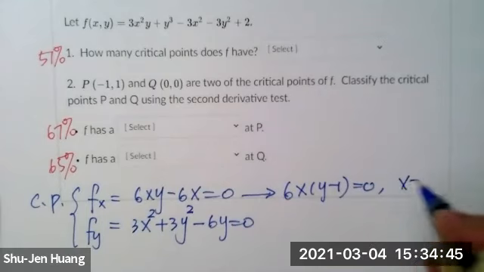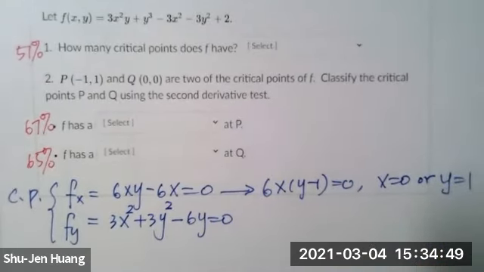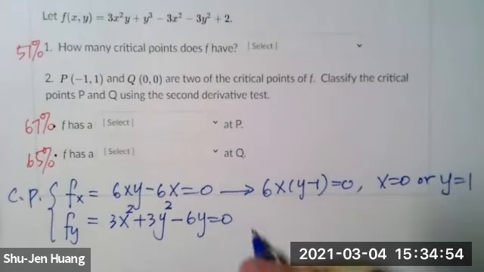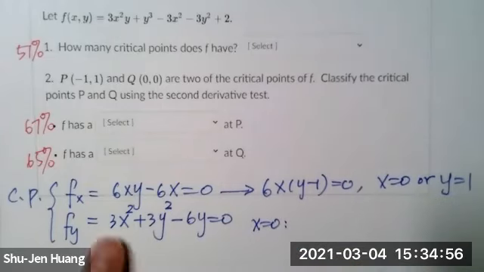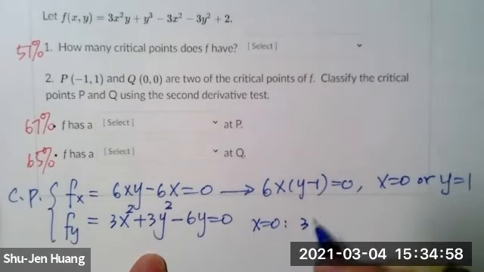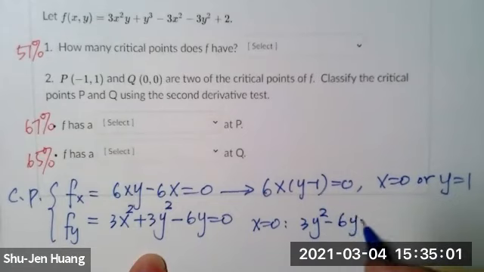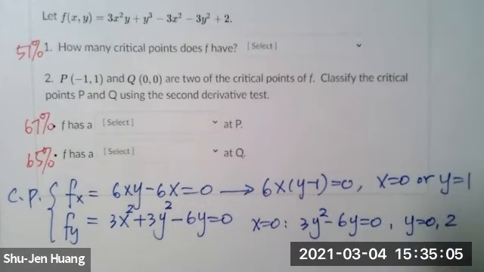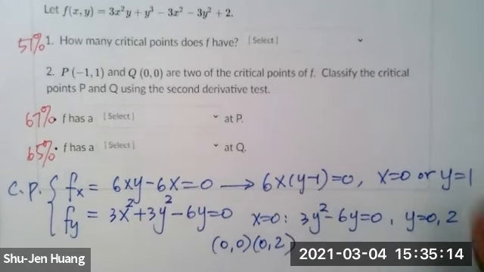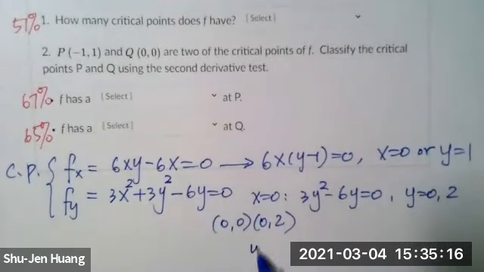Now, from the first equation, we can factor out 6x. So that means x equals 0 or y equals 1. Is that good? And if x equals 0, we're going to plug in x equals 0 here. We'll get 3y squared minus 6y equal to 0. So y equals 0 or 2. So in this case, we got two critical points, (0, 0) and (0, 2). Is that good? And there's another case when y equals 1.